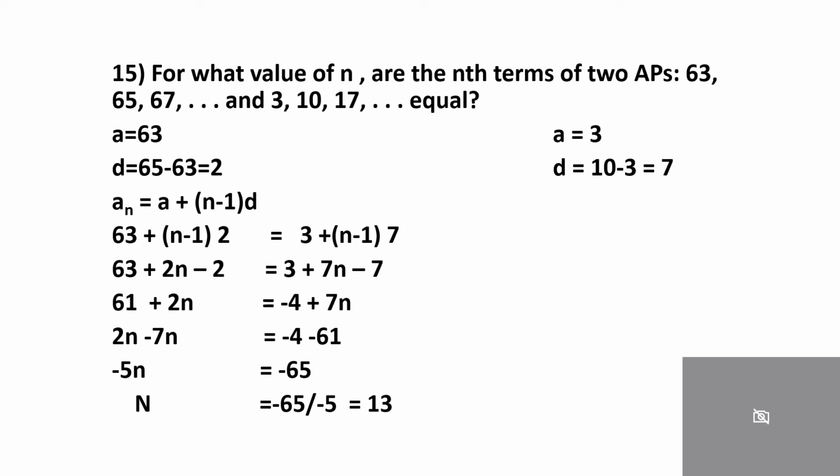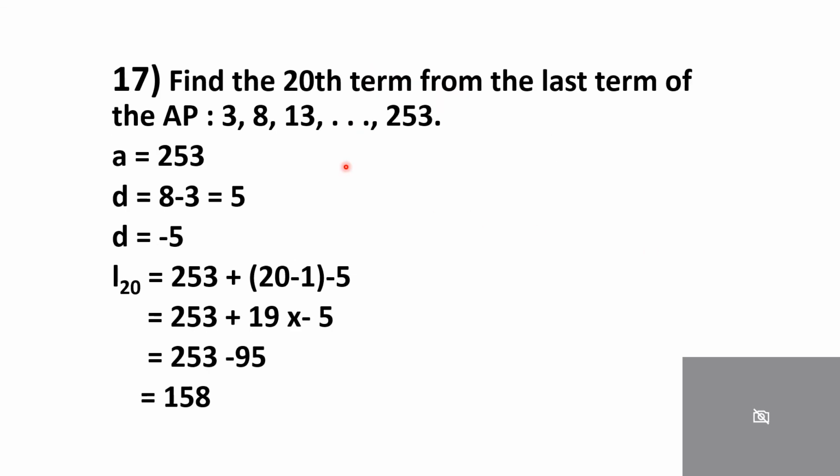Now going to the next problem. Find the 20th term from the last term of the AP. So they are asking to find the 20th term from the last term of the AP. That time, what you have to do is take A equal to 253. And you see this will be ascending, which means from the back it will be descending, right? So D from the front is 8 minus 3, that is A2 minus A1, which is 5. But from the back I am taking A as 253, so from the back the D will be minus 5.